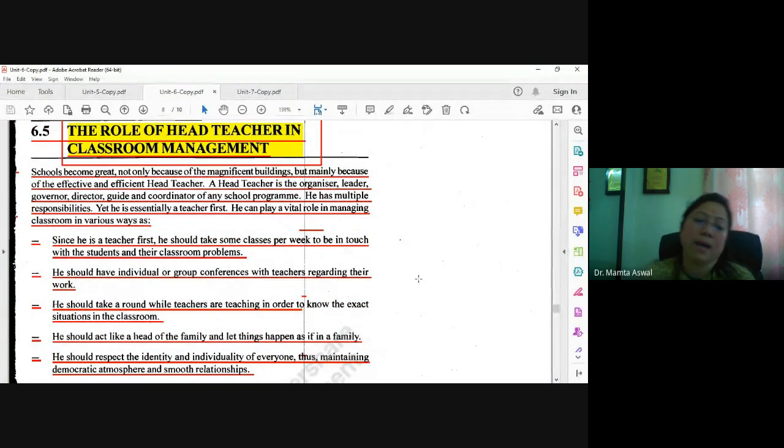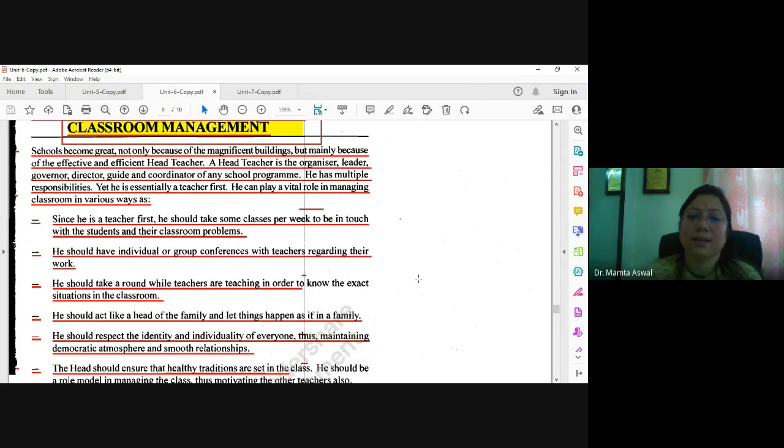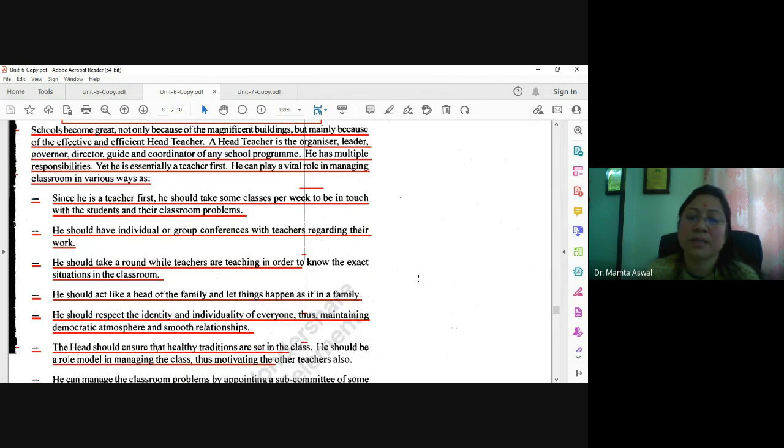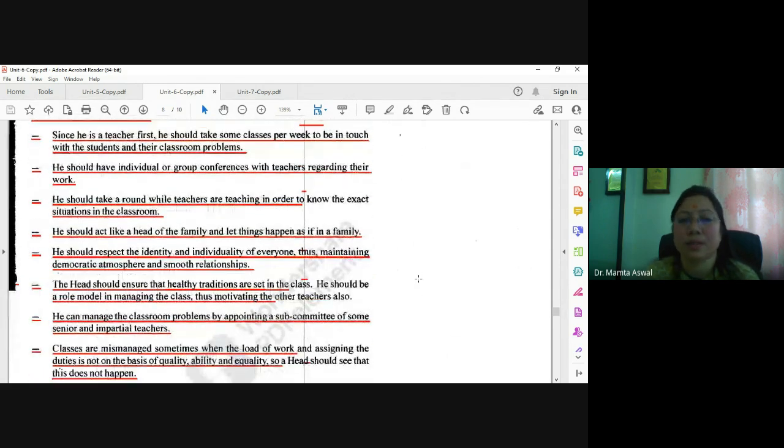Many a time what happens is, as soon as a teacher becomes head of the department or head, he stops taking classes. That the head must not do. He should always take a class, at least one class, so that he stays in touch with the students, and then he'll know what is happening. So he'll be in a better position to control things in the school.